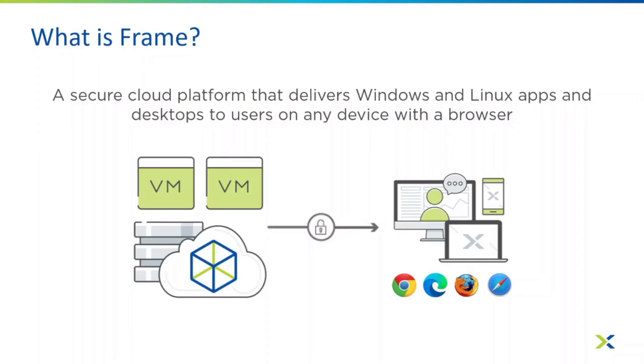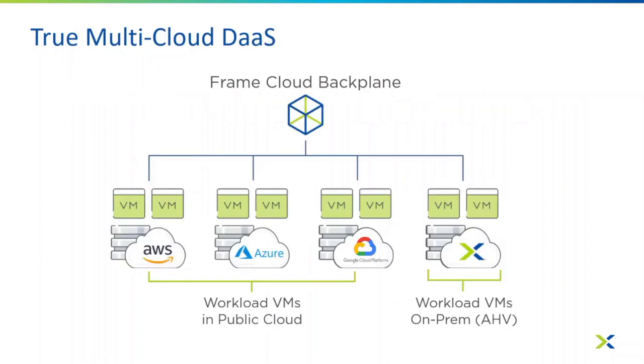So Frame is essentially a secure cloud platform that allows you as a customer to deliver Windows and Linux applications or desktops to your employees through a simple device using a web browser. One of the big differences between Frame and other desktop as a service solutions is the ability for Frame to provide workloads from multiple cloud providers.